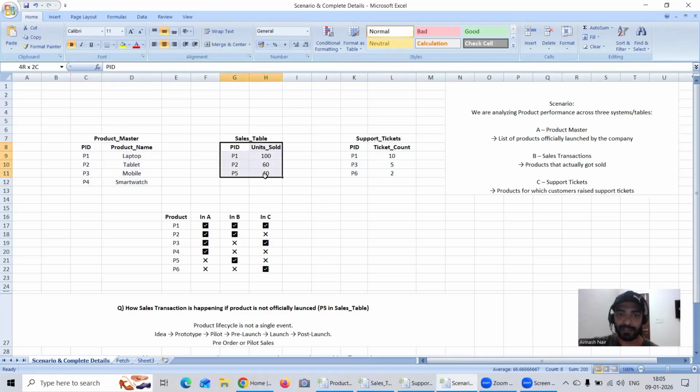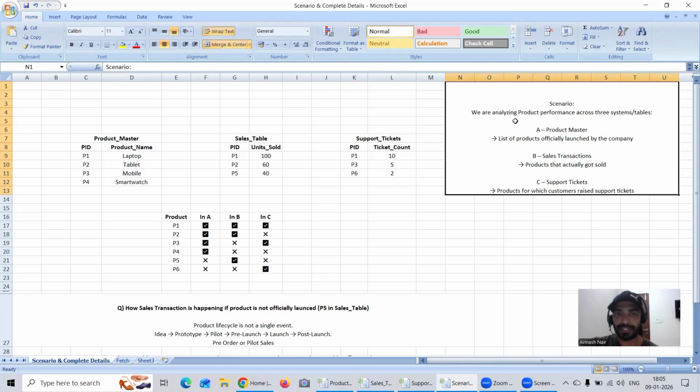I have the sales table, which I mapped over here. I have the support tickets as well, which I mapped over here. Now, what is the scenario? Let's understand the scenario. We are analyzing product performance across three systems or tables. That's the requirement from the client, that we are analyzing the product performance.